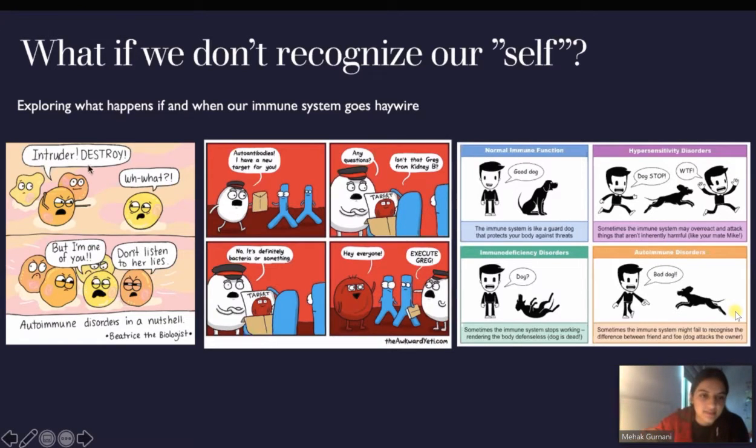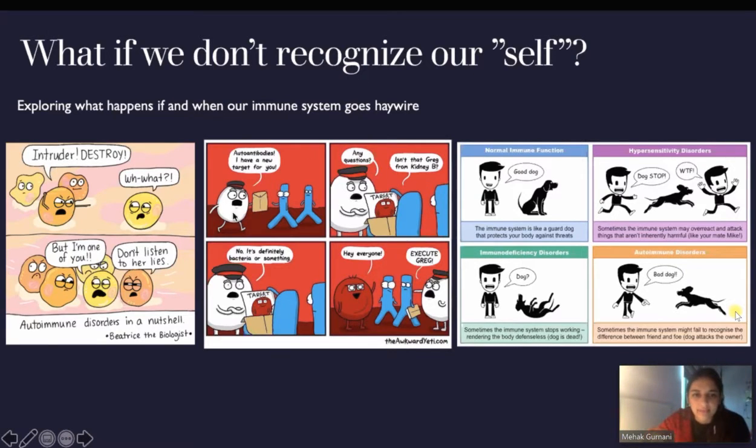And so the first thing, this cartoon talks about autoimmune disorders. The word itself means auto, or against your own body. So it basically means your own cells think that other cells in your body are intruders or are foreign, and then they don't even recognize that they're their own cells, in fact. So your immune system attacks your own body cells.